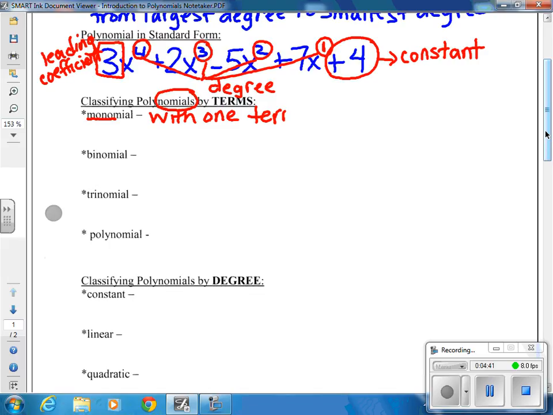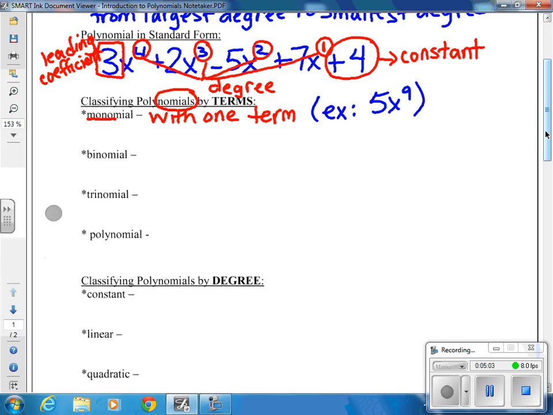Remember, terms are separated by plus and minus signs, right? So if it's a polynomial with one term, an example so that you have something to visualize would be something like 5x to the 9th power. Okay, there's nothing separating the 5 from the x to the 9th power. It's all held together by multiplication. So it is not separated into separate terms, and that is a monomial.